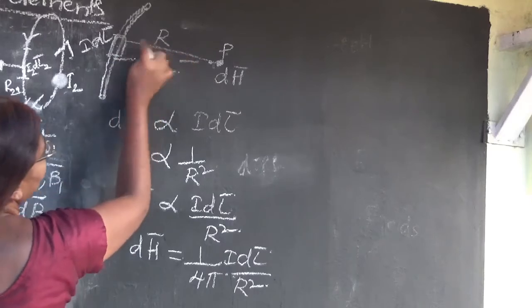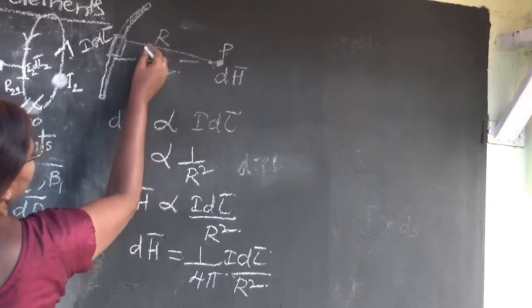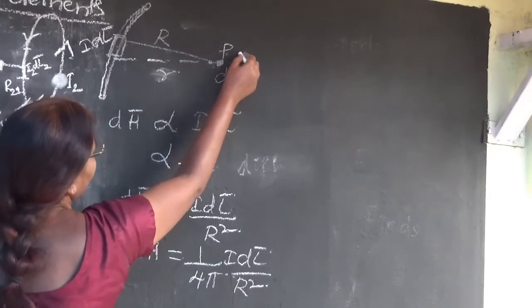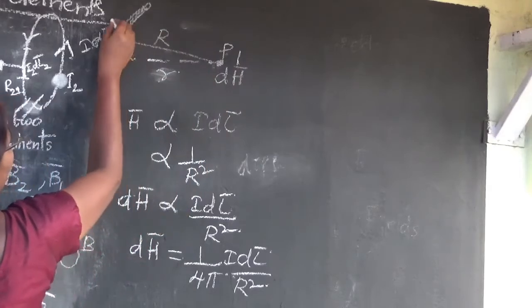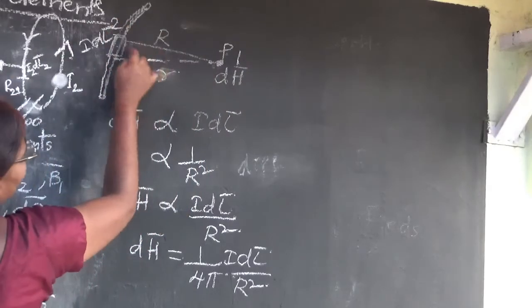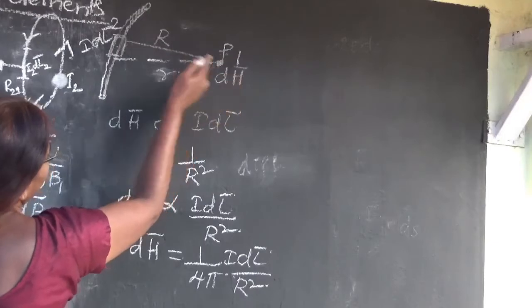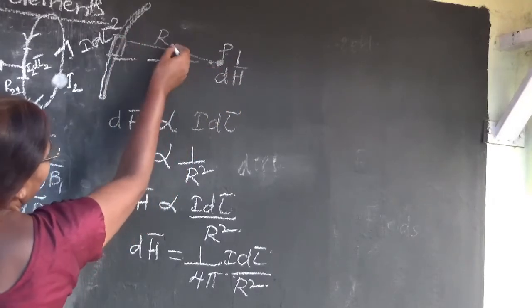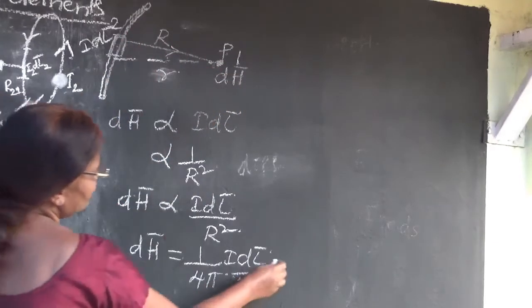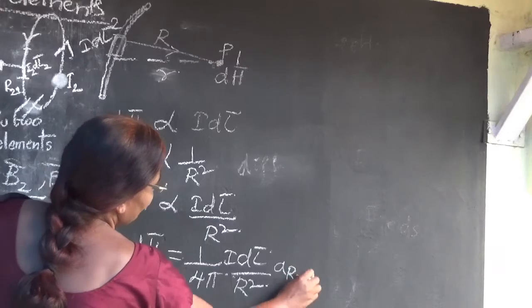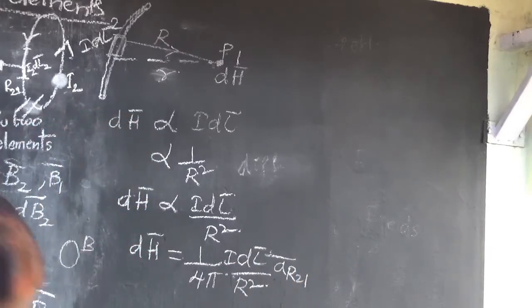So what is the unit vector for dH bar? Let this point be 1 and let this point be 2. Then what is my unit vector? The field intensity due to this current element is going to be in this direction. So it is aR21 bar that I have taken. And here this is also R21 whole square. I hope you remember that.